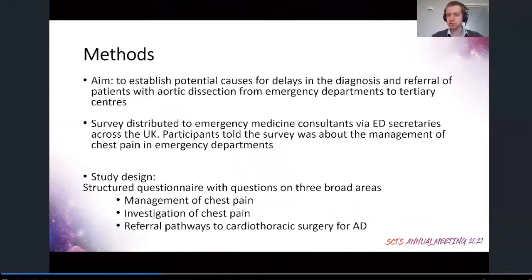So our study was a survey-based study that was sent to emergency medicine consultants across the UK, and it focused on 3 main areas. The first was the management of chest pain in UK A&E departments. Secondly, the investigation of chest pain. And thirdly, referral pathways to cardiothoracic surgery.